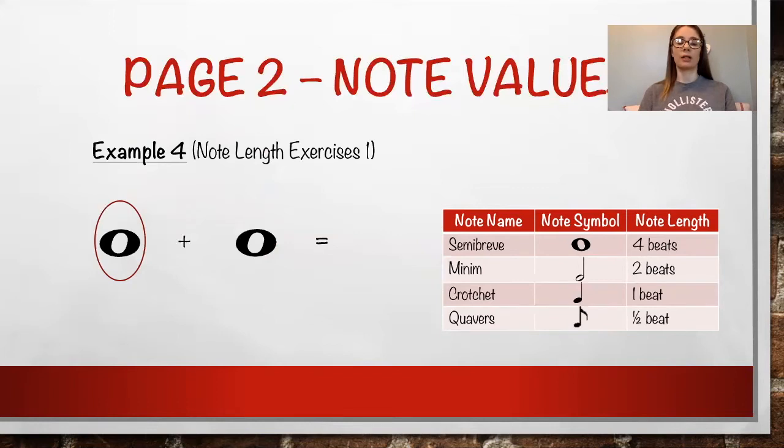Example number 4. Our first note here, we know from looking at the table, is a semibreve. A semibreve is worth 4 beats. When we look at the second note, we also know that this is a semibreve and that this is also worth 4 beats. When we add these 2 values together, 4 plus 4, it gives us 8 whole beats.